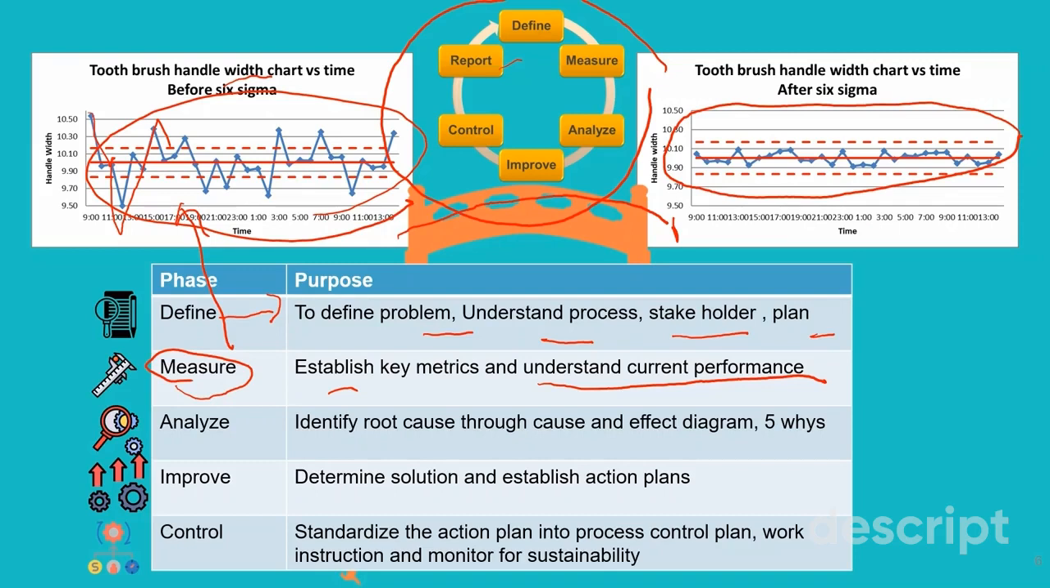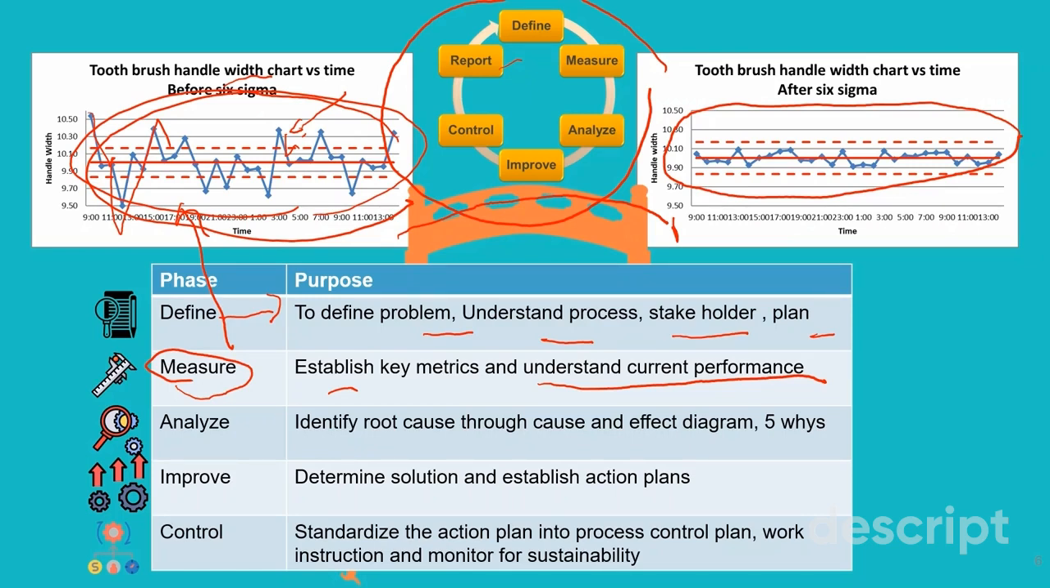And in analyze, we will need to understand what are the factors or the source of root causes that cause the parameters of the width of the toothbrush handle to behave in this way. Normally, we will use a cause and effect diagram or 5 whys.